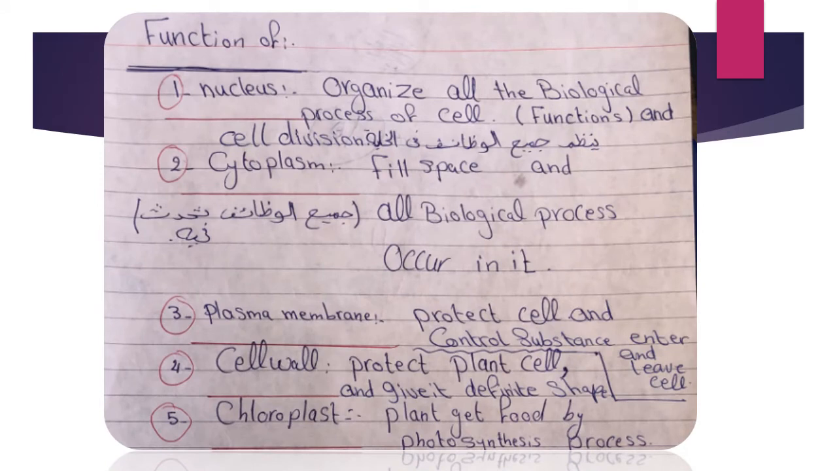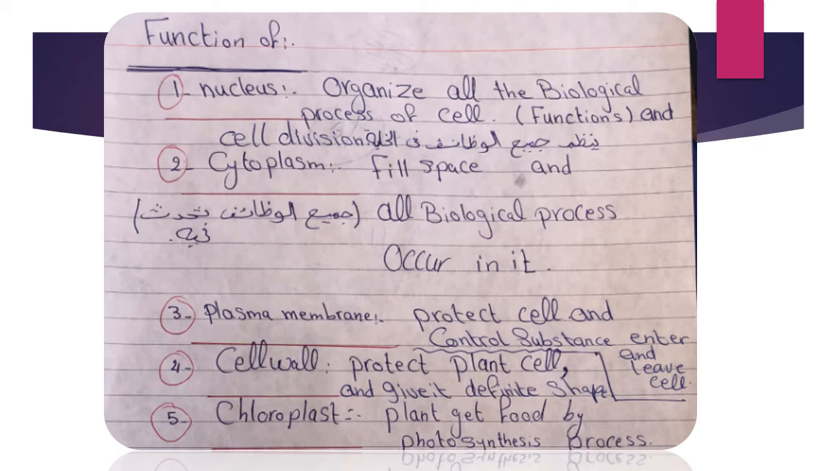We have to know also the function of each structure in the animal or plant cell. Let's start with nucleus. What is the function of the nucleus? The nucleus organizes all biological processes of the cell and is responsible for cell division. That means the nucleus organizes all the functions the cell performs, and it is also responsible for cell division, meaning the cell multiplies and becomes several cells instead of one cell. So when a choose question asks which part organizes all the biological processes, or which part is responsible for cell division, the answer is the nucleus. The function of the nucleus: organize all biological processes of the cell and responsible for cell division.